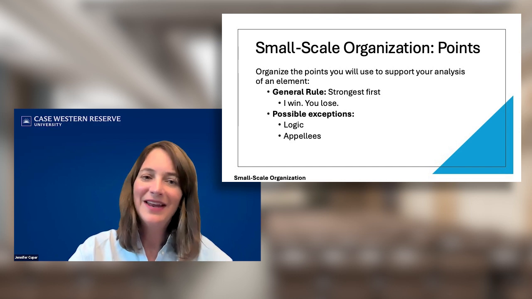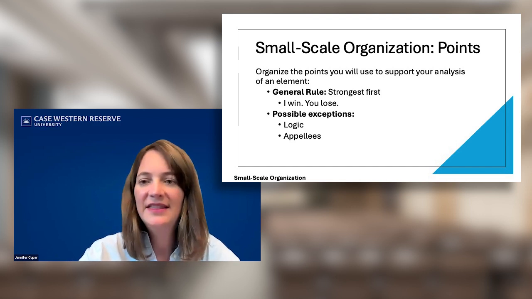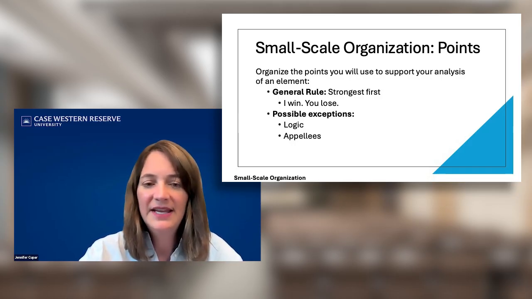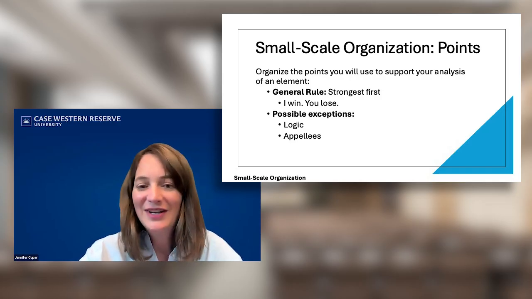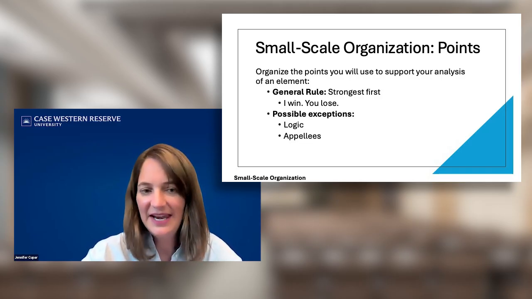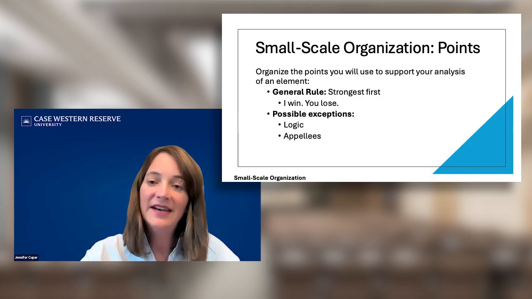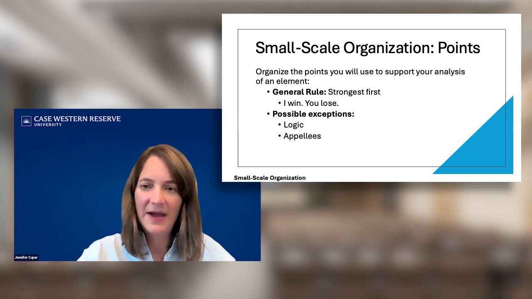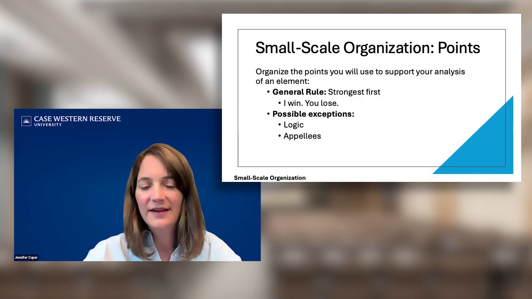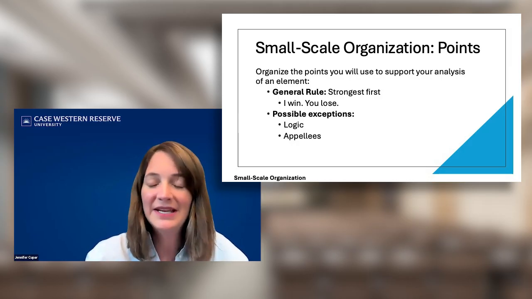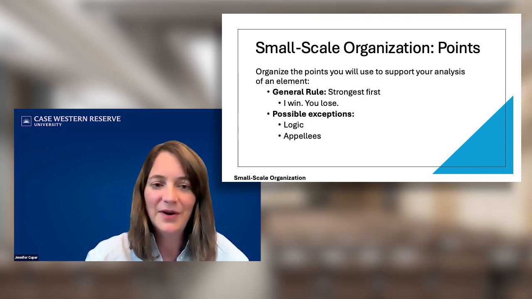All right, then we've got to think about small scale organization. And at this point, we are down to the points that you are going to make to support your elements. So the arguments that you're going to be getting into. And once again, strongest typically goes first. And once again, I recommend the I win, you lose order, meaning begin with your own winning arguments and then address whatever counter arguments you feel you have to address, with logic being an exception, and again, appellees being an exception that might dictate that you take another approach.